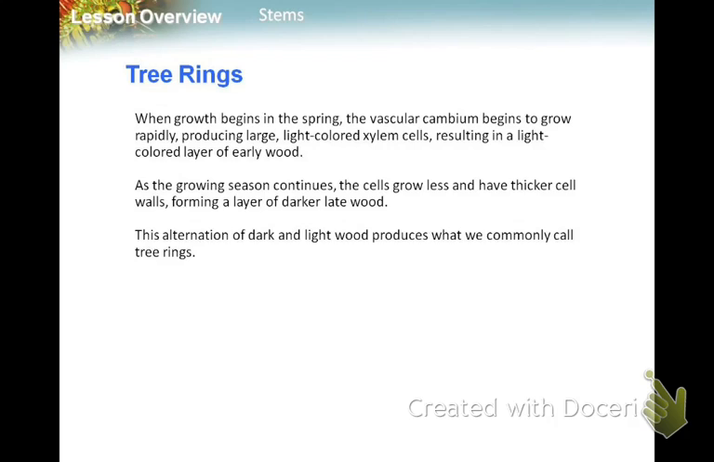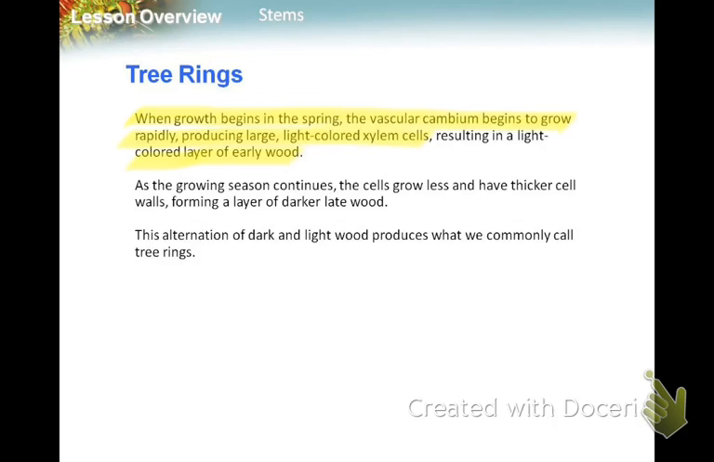So what you see when you look at a tree stump, a cross-section of a stem of a tree trunk, you see these rings. When growth begins in the spring, the vascular cambium begins to grow rapidly. There are large xylem cells resulting in a light-colored layer of early wood. There's lots of water. Think about what's going on right now. There's tons of rain, snow melting, lots and lots of water. So the xylem cells are big.